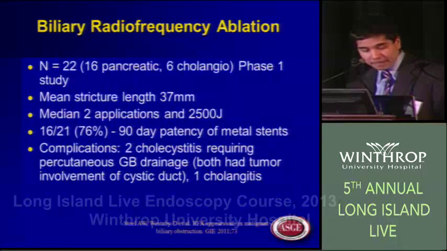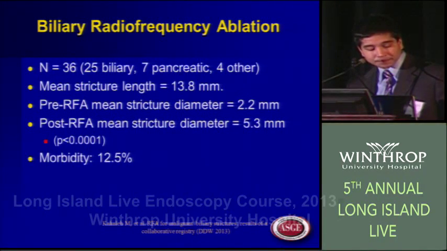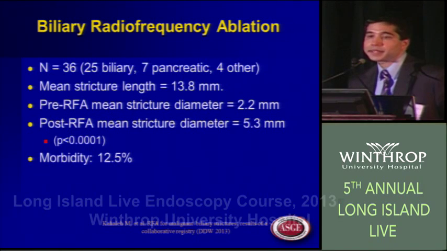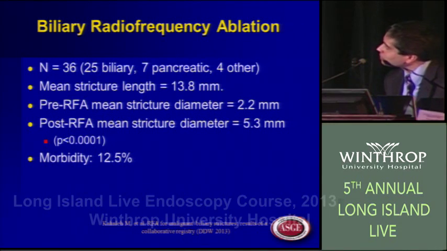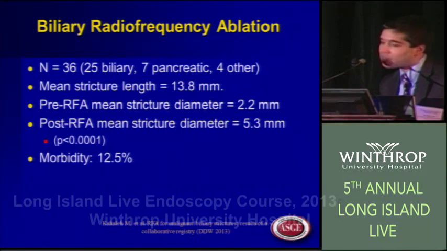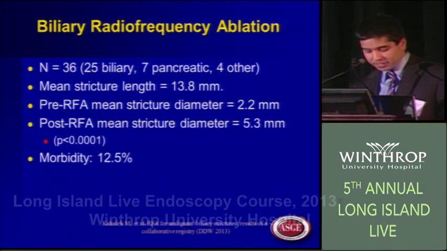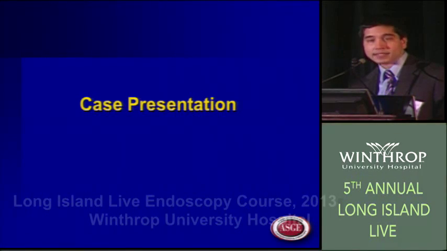cystic duct origin. And at DDW this year, Michelle Cahala presented a series of 36 patients, and I'm one of the co-authors. We looked at the pre-RFA and post-RFA mean stricture diameter, showing some numerical increase in diameter immediately. We'll have to see in the presentation how many of the 36 actually had that data. Morbidity was modest. The idea is that these are unresectable patients, and you're trying to reduce the number of ERCPs done to maintain patency.